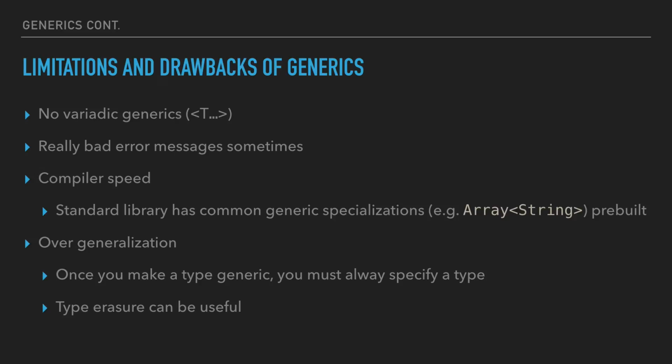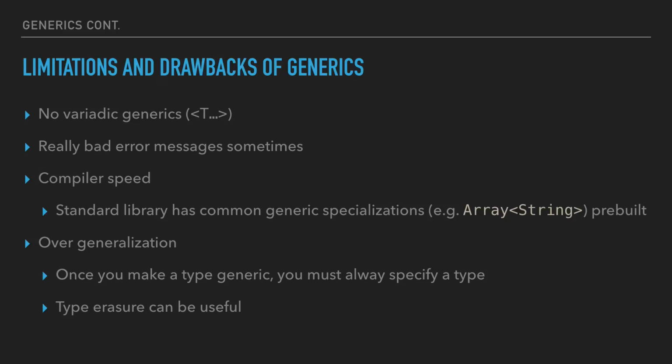Now, the standard library does define some common generic specializations, like, say, array of strings. Those are built into the standard library, so when you're compiling those things, it doesn't have to go through and generate these generic specializations for optimization purposes for you. Those things are pre-built and give you a little bit of speed. I think that came in Swift 2.1, so people might have gotten a bit of a compile speed boost.